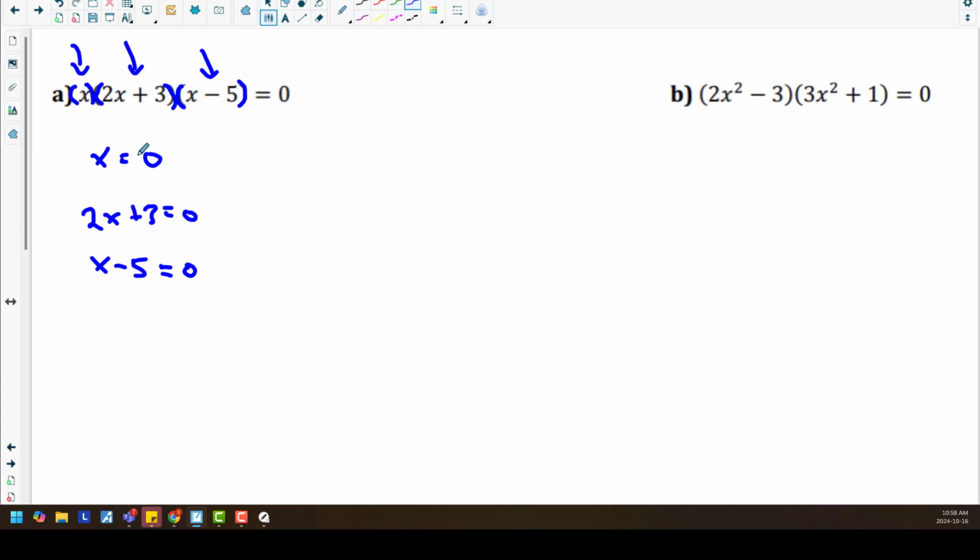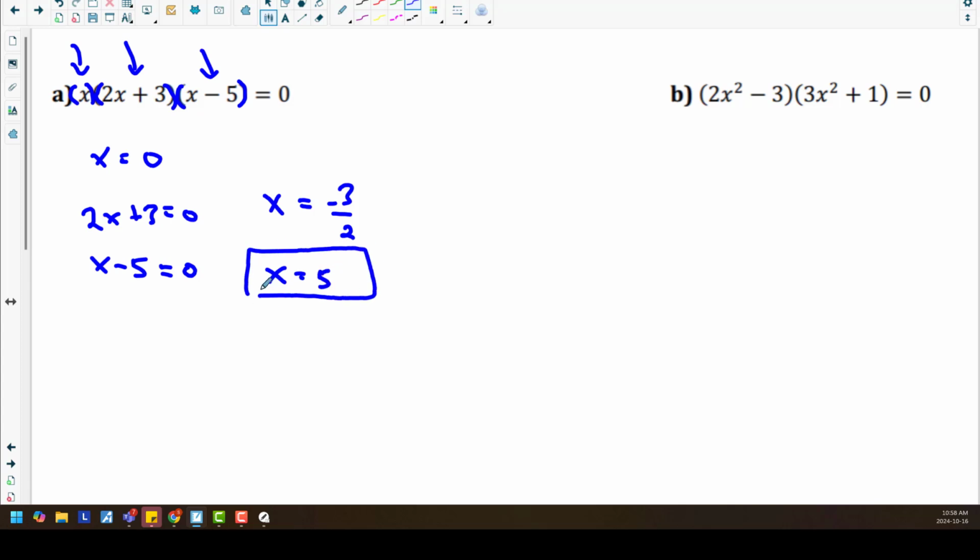So x equals 0, there's really nothing to do there. It's already solved. x is equal to 0. 2x plus 3 equals 0. Well, bring the 3 over, that becomes negative 3. x is equal to negative 3 over 2. And bring the 5 over, x is equal to positive 5.